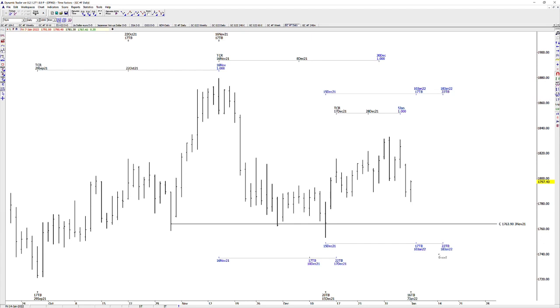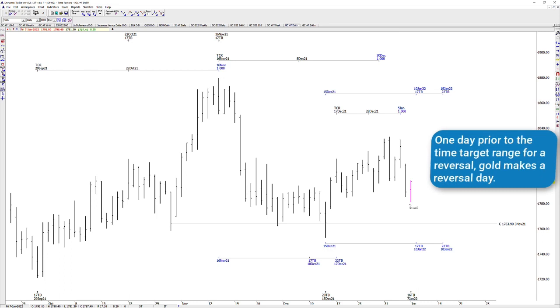for the past several months, and we're 1 day before the most critical one, which is the 17 trading days. So we would want to be on alert for the potential of making a low at this point in time.